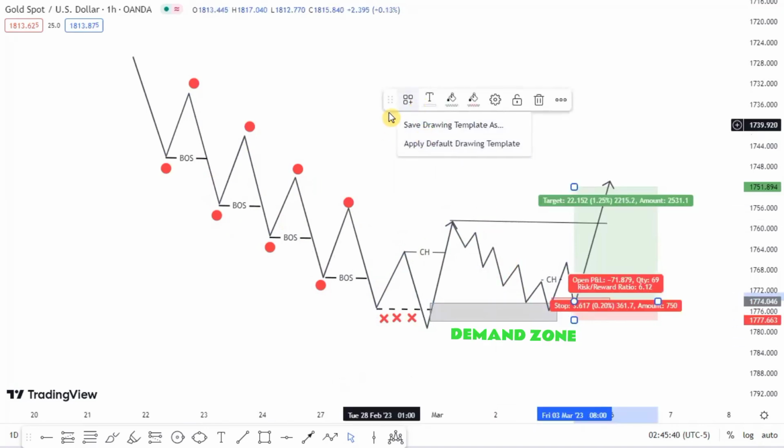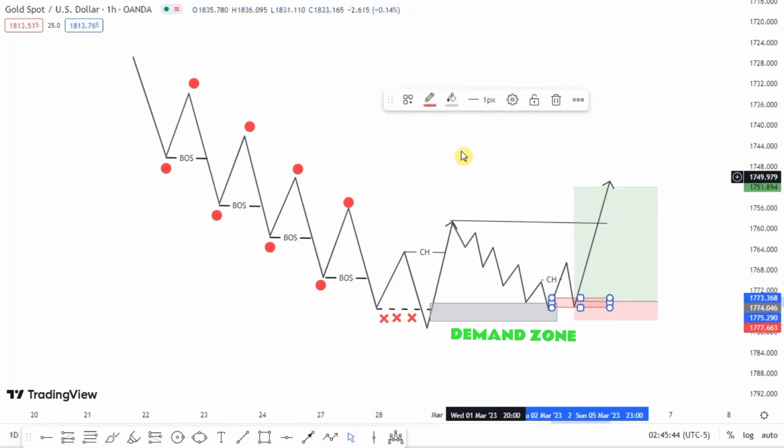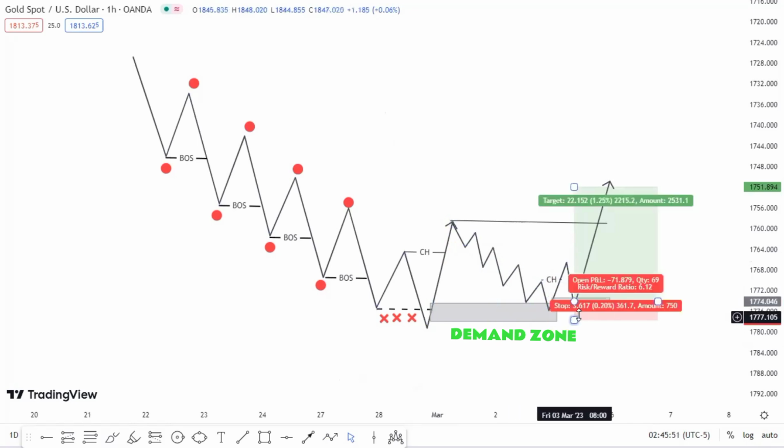So in the previous one, we were looking at the supply zone, because the market was up. When it's down and you're looking for buys, you're looking for the demand zone, where the market is actually cheap.